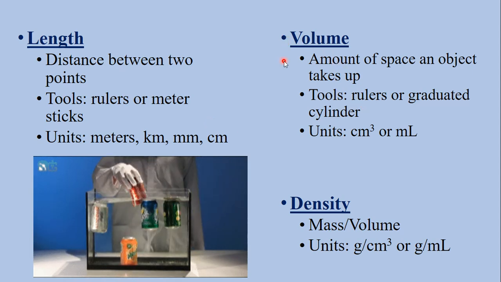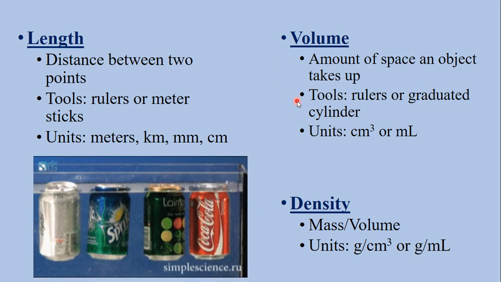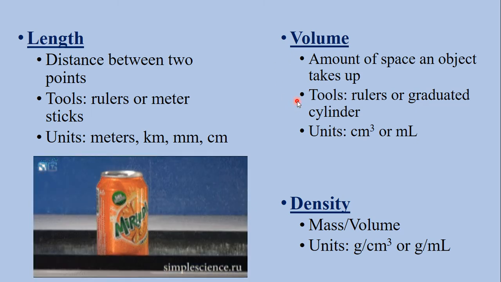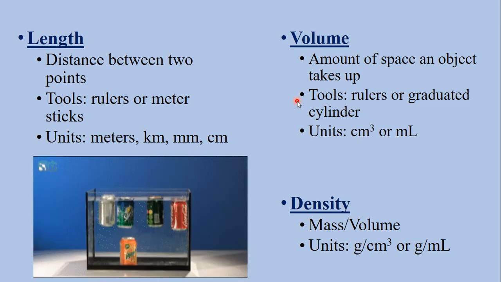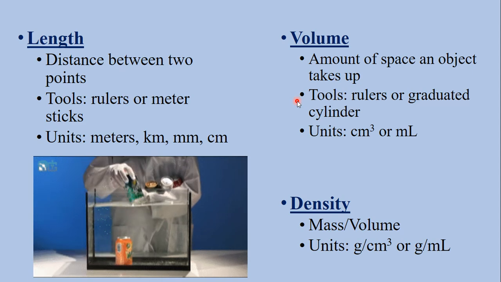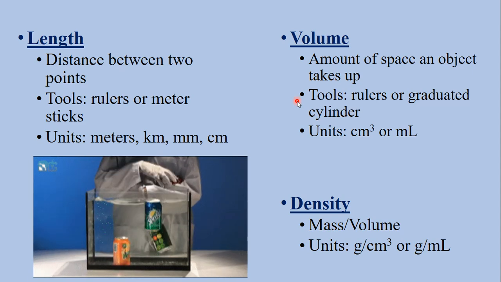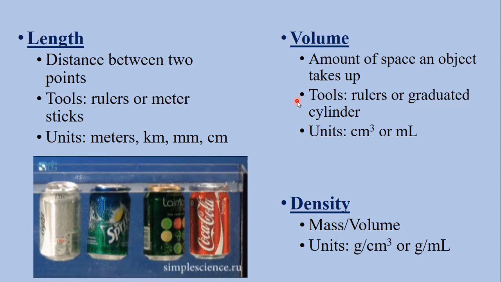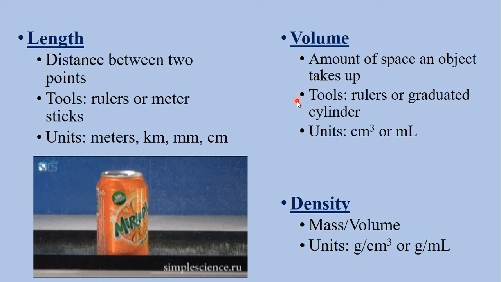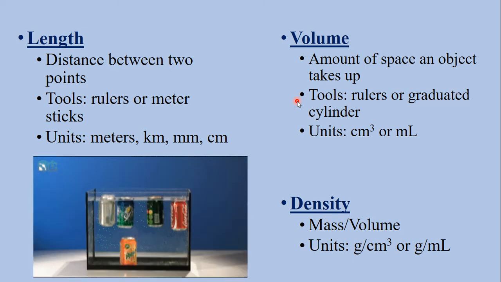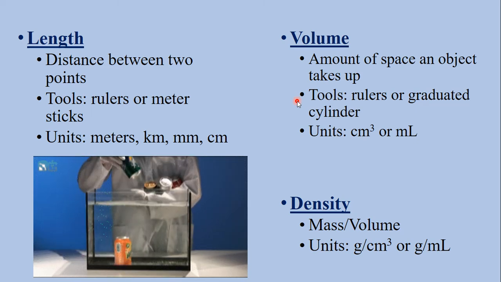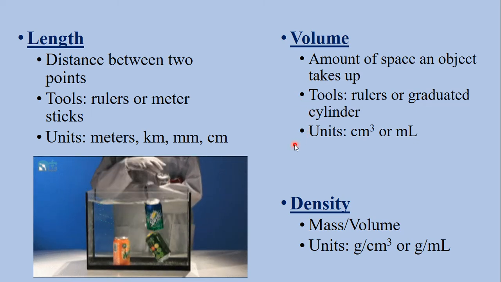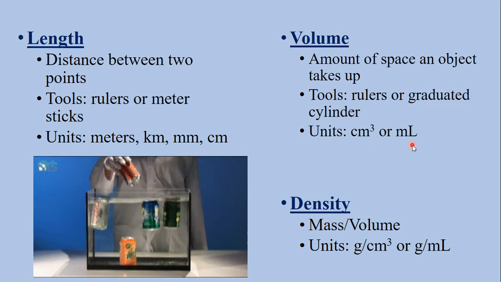Volume is the amount of space an object takes up. The tools are rulers or graduated cylinders. The reason there are two different tools that don't even seem similar is because taking volume depends on what type of object it is: a regular object, an irregular object, or a liquid. That's a whole other video. But in biology class, your biology teacher will help you with taking volume. The units are centimeters cubed or milliliters.